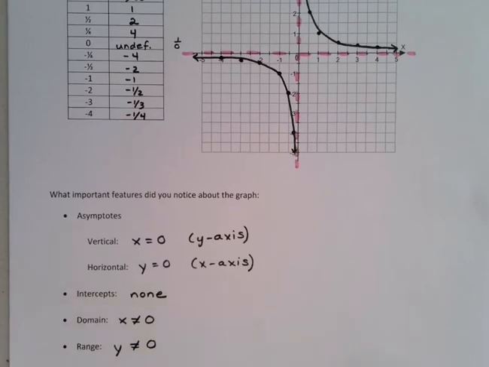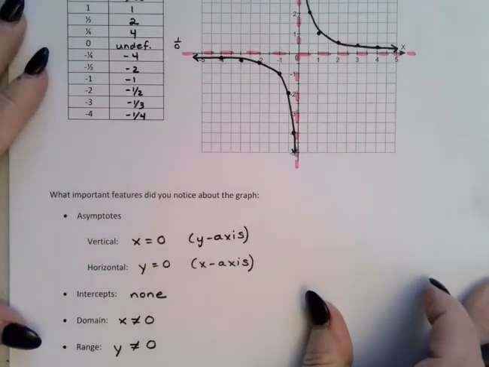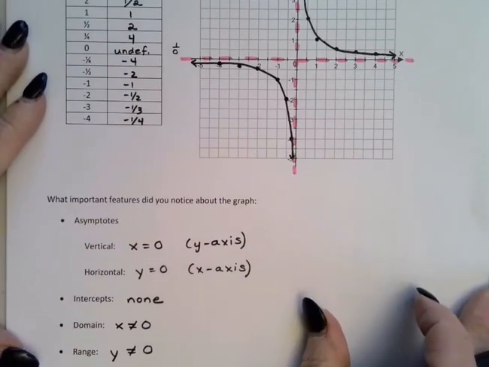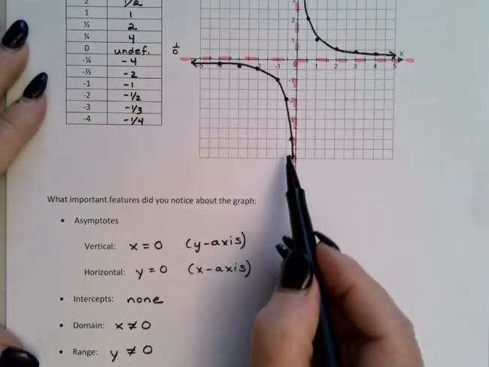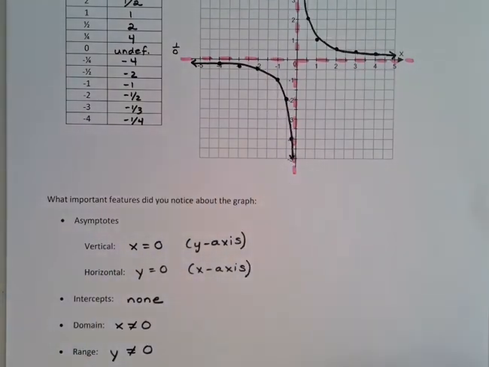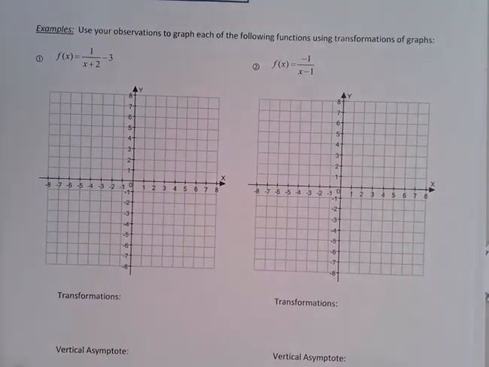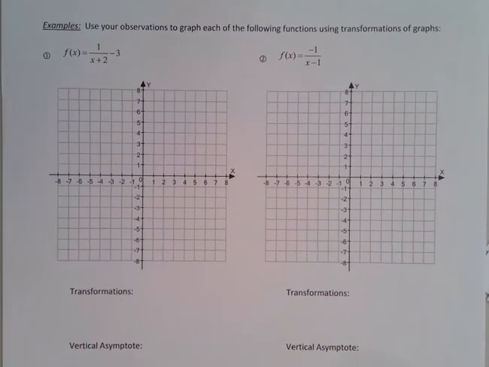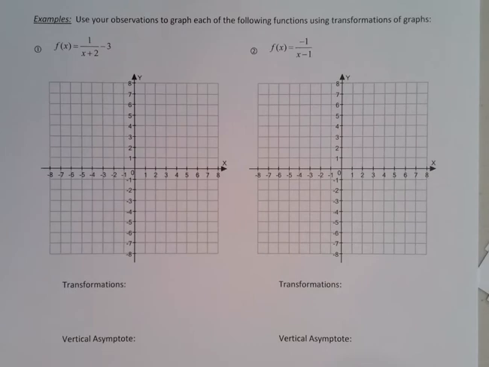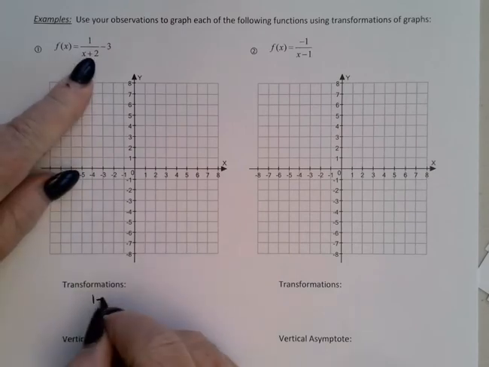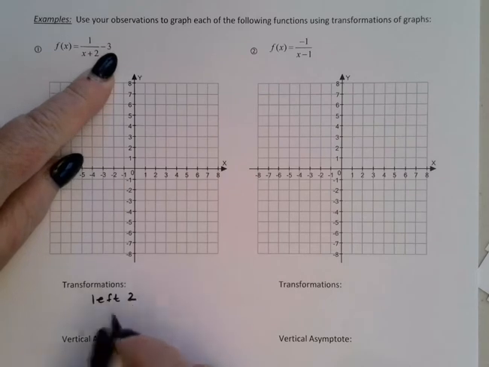If this is our basic graph, we can use the idea of shifting graphs, left, right, up, down, and so on, to do transformations of this basic graph. And when I transform rational graphs, I usually start by transforming my asymptotes. The graph itself is built right around the asymptotes. So let's try that. In our first example, we have 1 over x plus 2, minus 3. The transformations I'm seeing here are to the left 2 and also down 3.